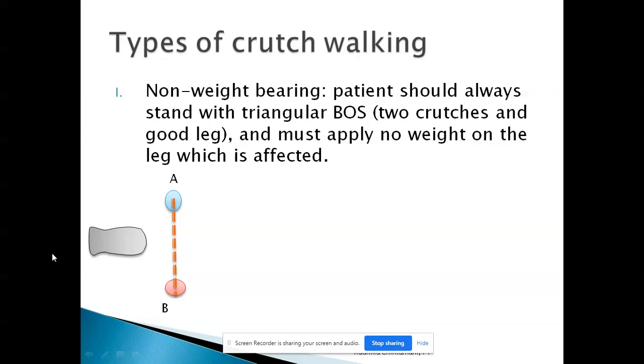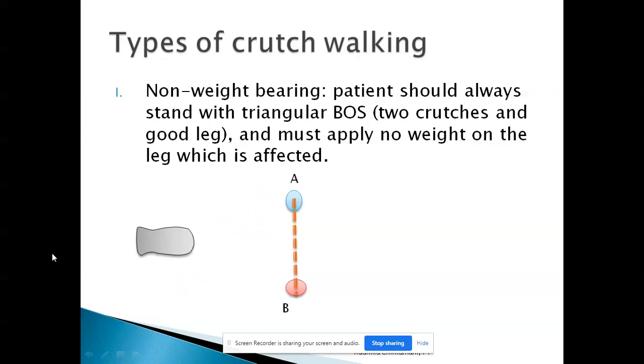So how do we walk using the non-weight bearing technique? First place the crutch and then follow with the good leg. The dotted line is the imaginary line which the patient should draw between the ends of the crutches. So why is this dotted line important?